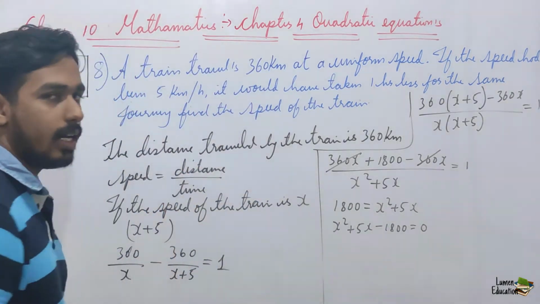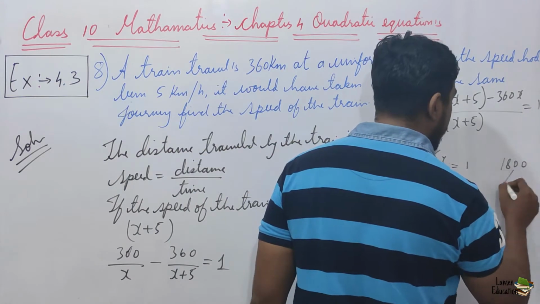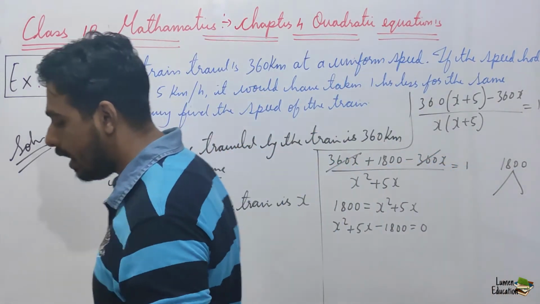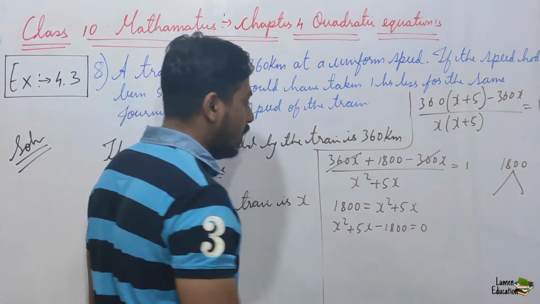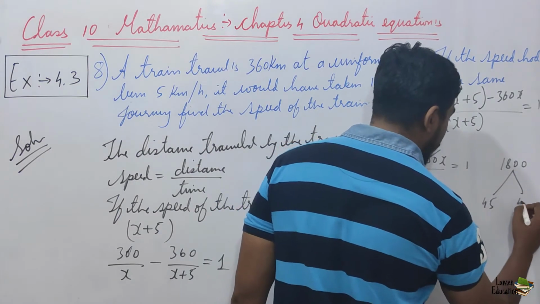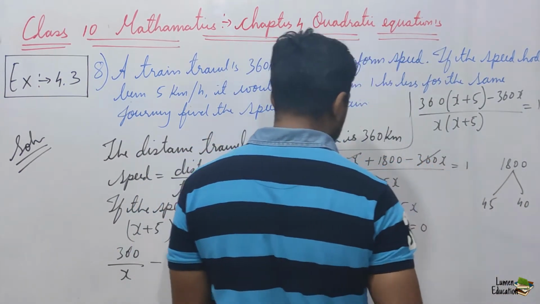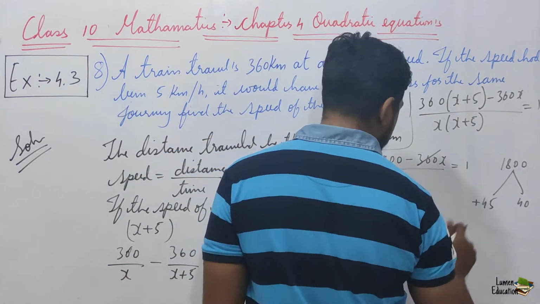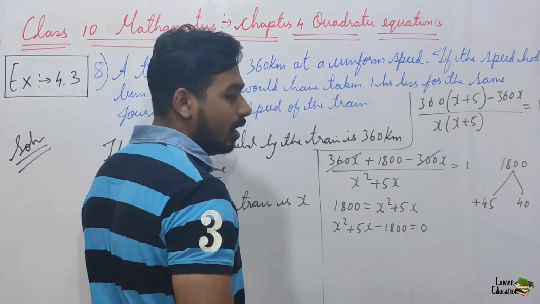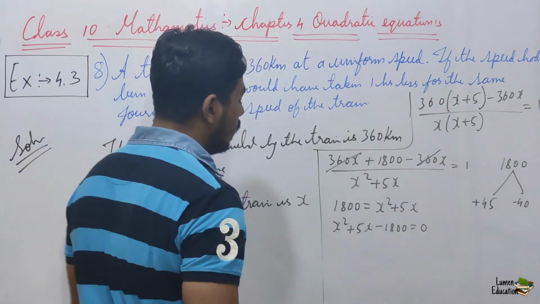So this is your quadratic equation. Now you have to find two numbers. When you multiply you must get 1800, and when you add or subtract you must get 5. So such numbers are 45 and 40. So now 45 into 40 is 1800, and when you subtract these two numbers you will get plus 45 minus 40 is nothing but 5.